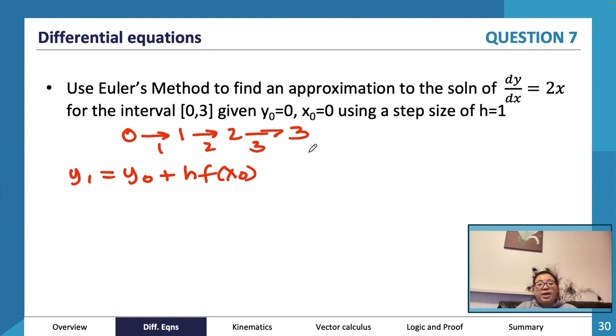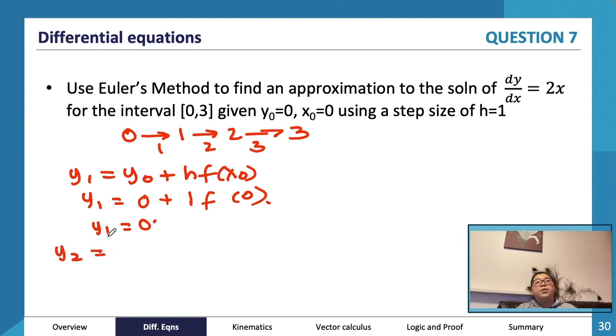Cool. So what we get here is that y1 equals y0, which is 0, plus h, which is 1, times f of 0. So f is 2x, which is just going to be 0, right? So we'll get that y1 will just equal 0 as well. So y0 equals 0, and y1 for us also equals 0. Okay, cool. So we'll move on to y2 now.